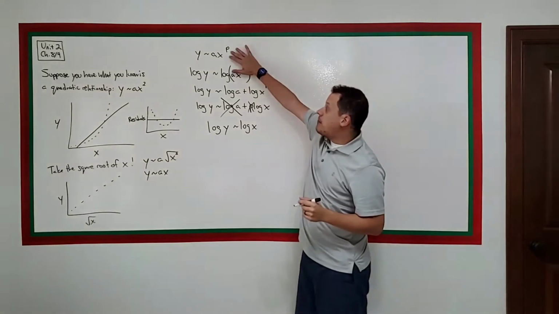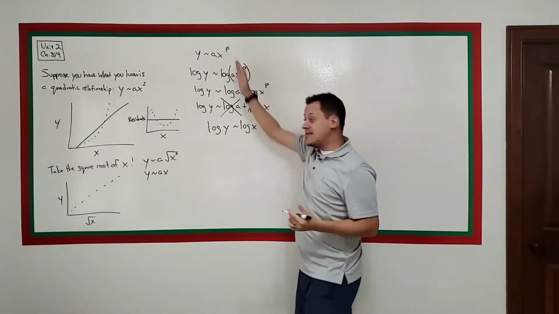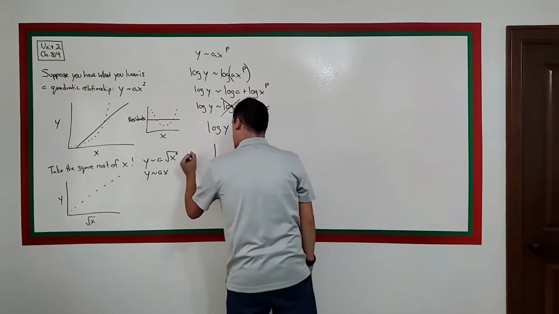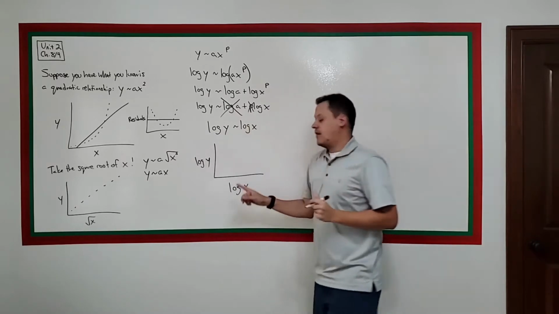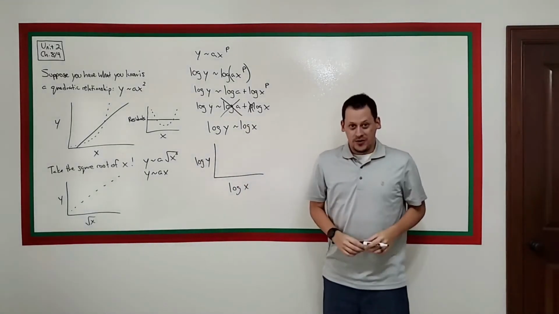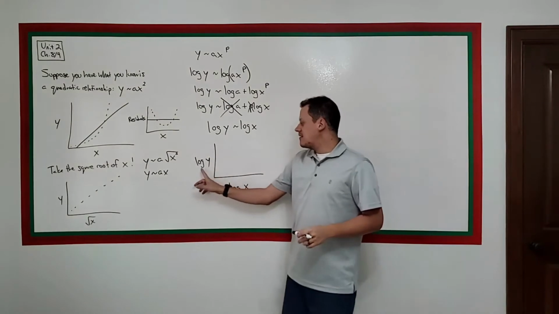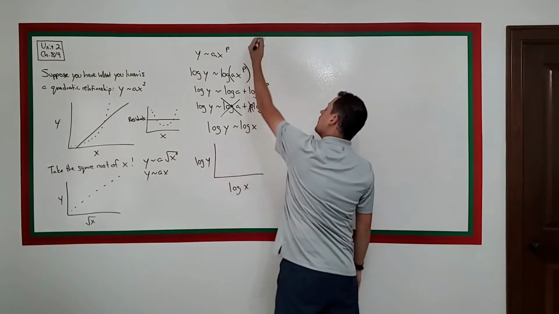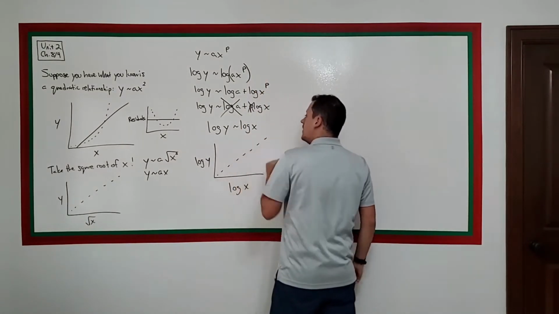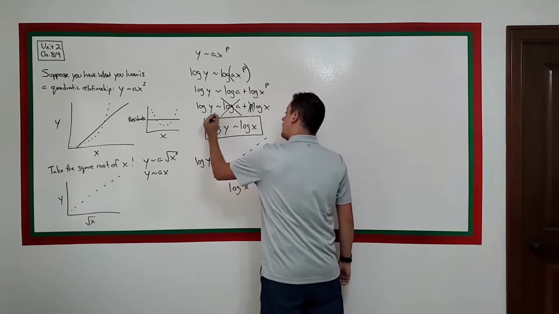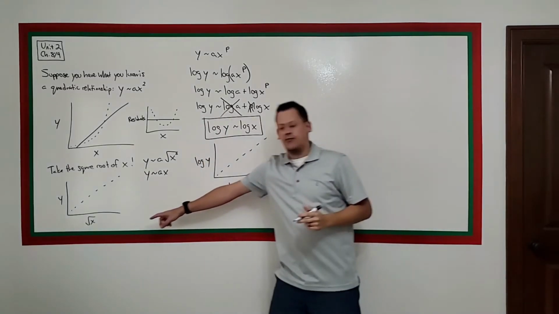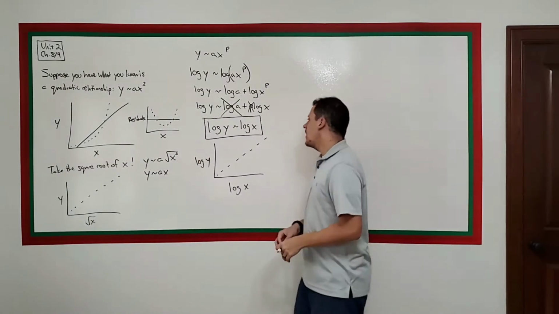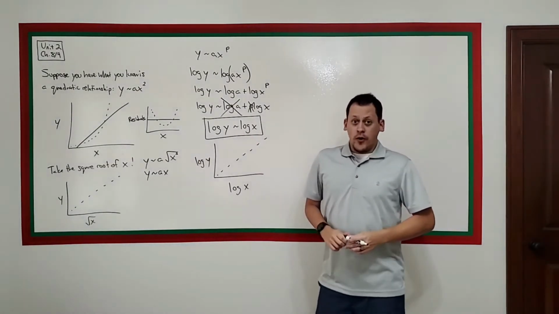So if you've got a power relationship, but you don't know what the exponent is, you want to transform both variables, log of x here, log of y as well. And that will turn your curve, again, into a straight line. Okay? So sometimes we only transform the predictor variable, the explanatory variable. Other times, we transform both.